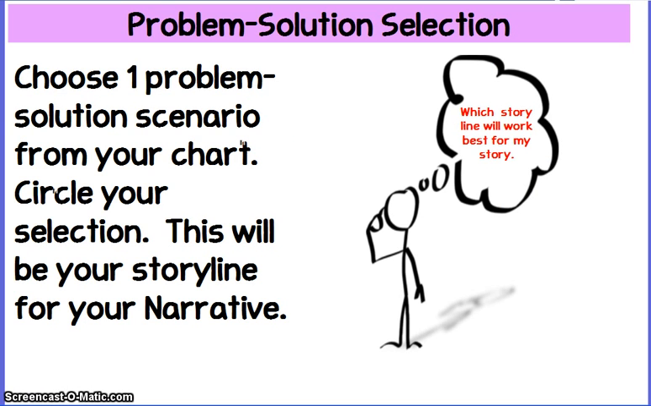So what I'd like you to do is, if you need to pause the video, you can, and come up with your list of problems and solutions. And when you have a decent list, maybe three problems and solutions minimum, choose one of the problem and solution scenarios, circle it, and that's going to be the storyline for your narrative. So when you choose, you really need to think about which storyline is going to work best for your story.